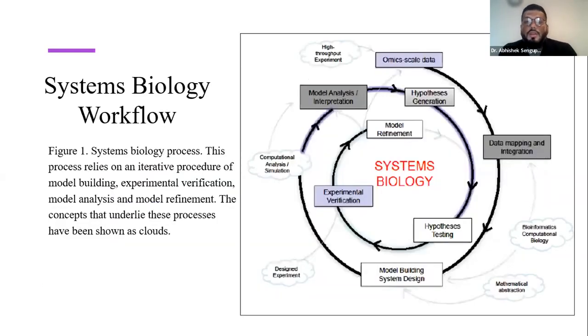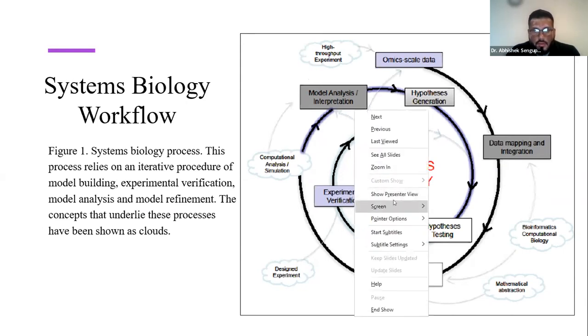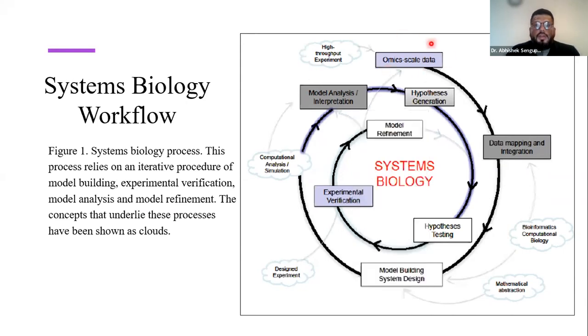Fine. Now, systems biology workflow, how a particular research takes place using such workflows, right? So you can see here the systems biology workflow. This picture depicts the general process of systems biology, you can say the workflow of systems biology. It is an iterative process. So this is a cycle.